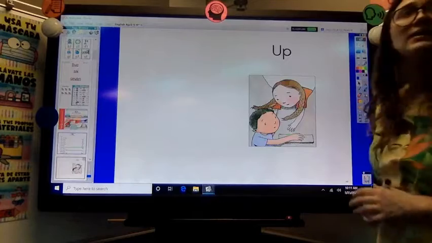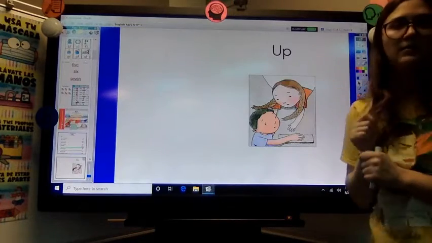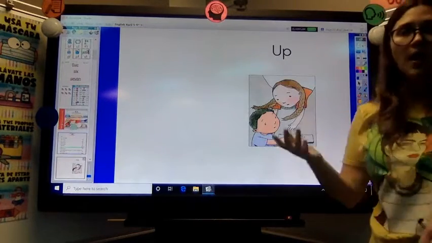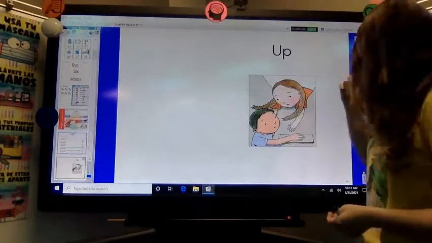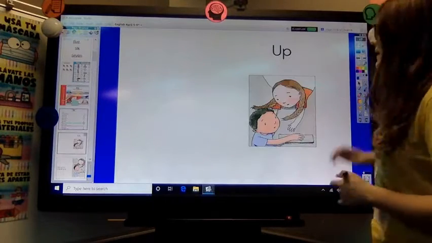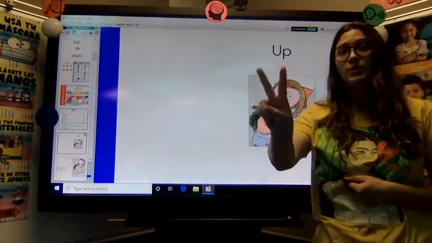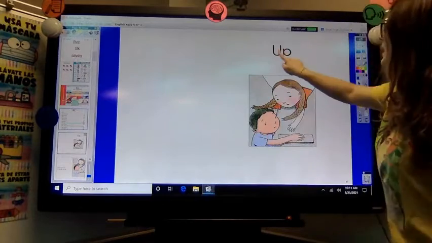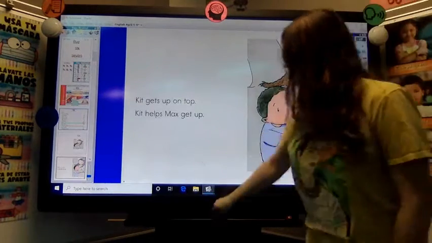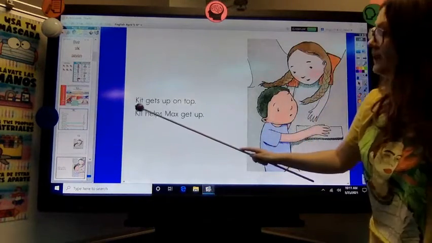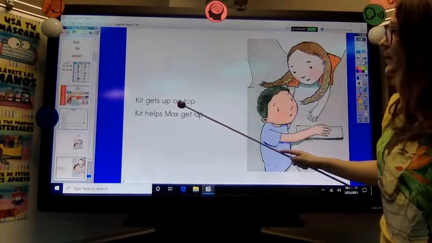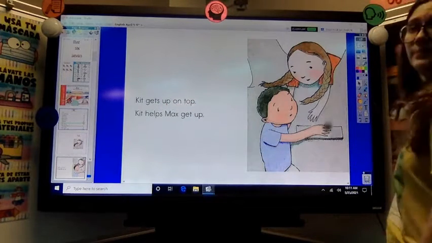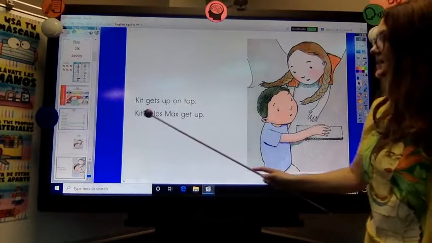And the story is called Up. Okay, it's a short word. Up. All right. We're going to read this story 2 times. First, I will read it and you will listen. Up. I'm going to use my apple. Kit gets up on top. We use the picture to help us understand.